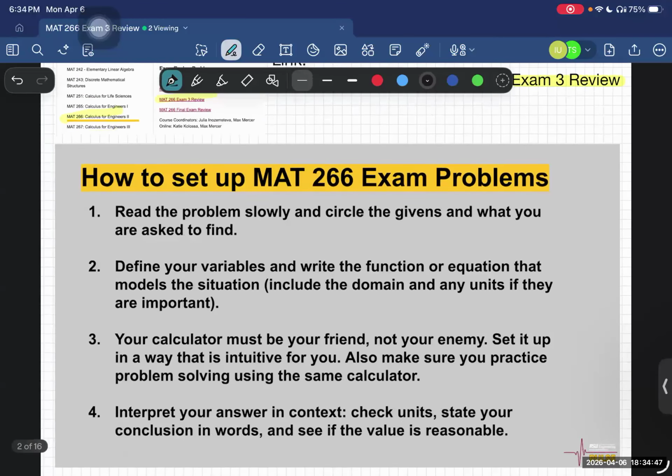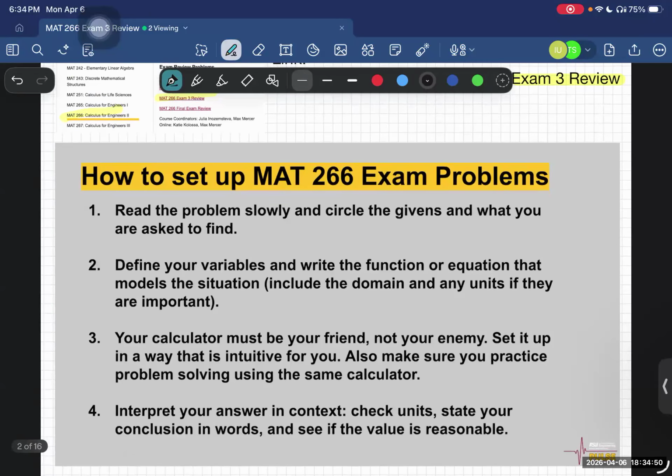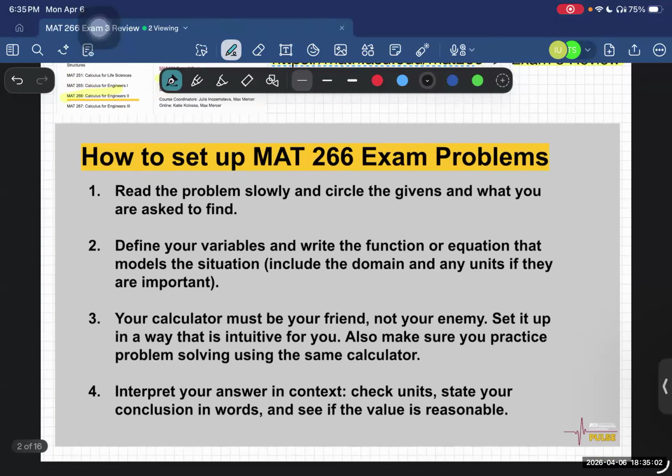Okay, your calculator must be your friend. That's the most important thing. So set it up in a way that is intuitive for you, and I would suggest do that a day or two before the exam so that it's helpful and you also have a bit of practice with that. And also interpret your answers in context, check the units, state your conclusion in words, and see if your value is reasonable so that the professor also has a good idea of what you're doing in case you have a lot of scribble work. So the grader might have a better idea of what your final answer is.